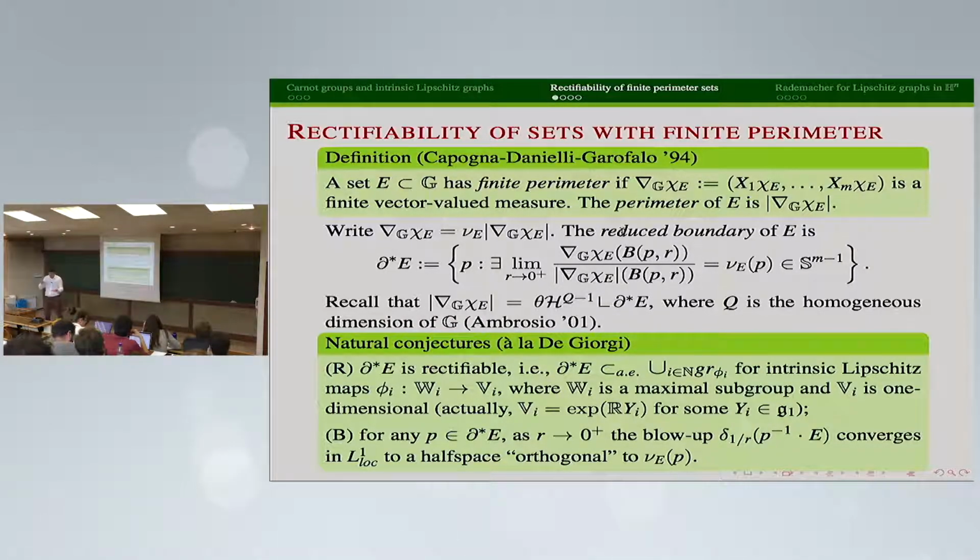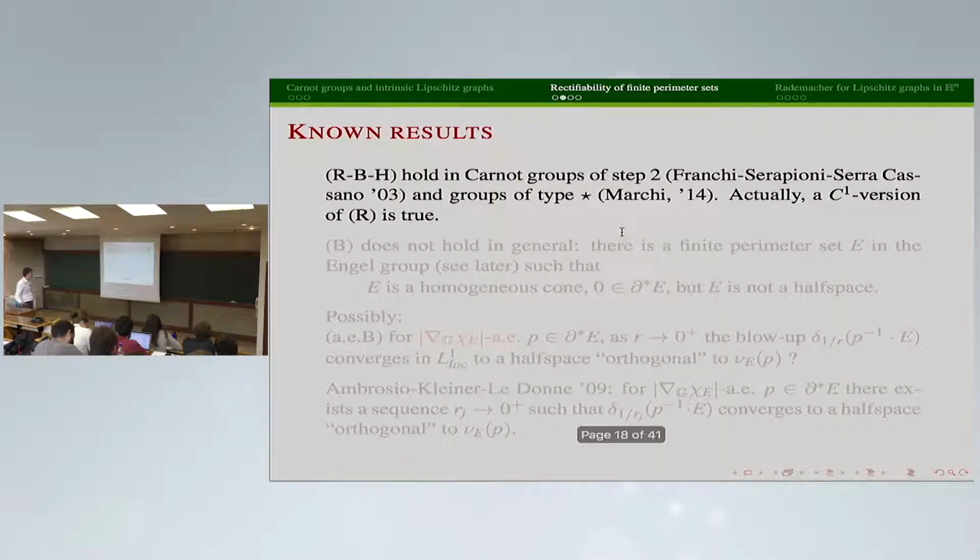So this is what happens. Imagine a smooth set, right? When you fix a point on the boundary, you have the inner normal to the set, you blow it up, and the set is converging in L1 under blow up precisely to the half space which is orthogonal to the normal. Okay, so these are the two problems we would be interested in. I will say something new only about the first one, the rectifiability property.